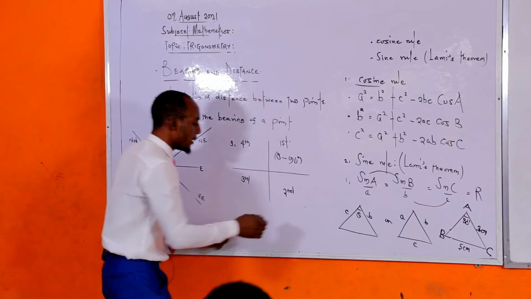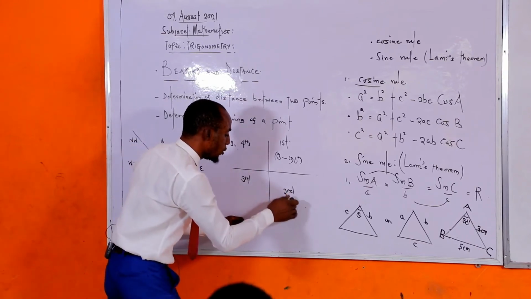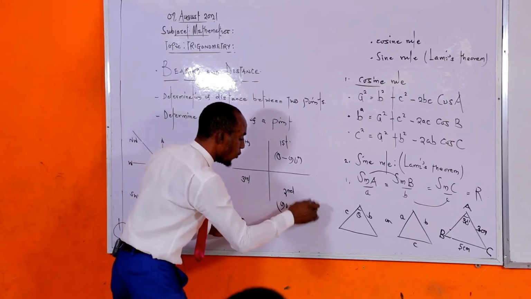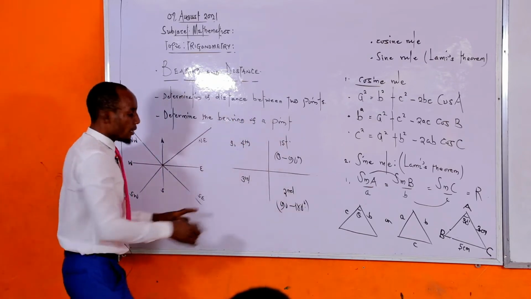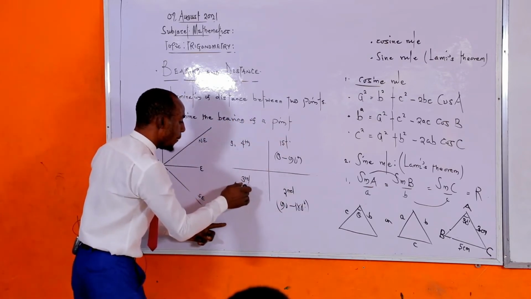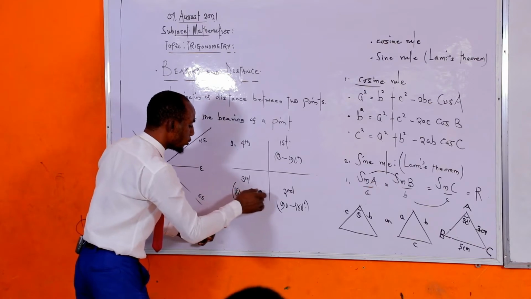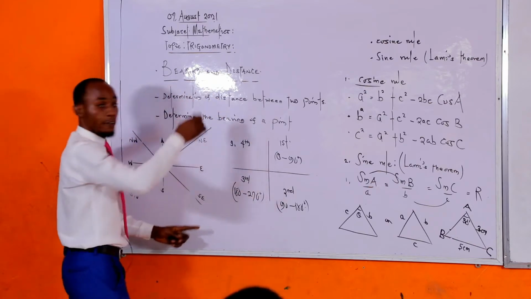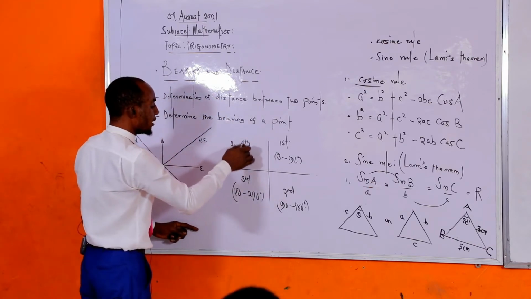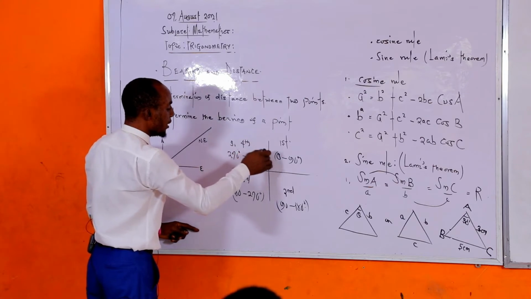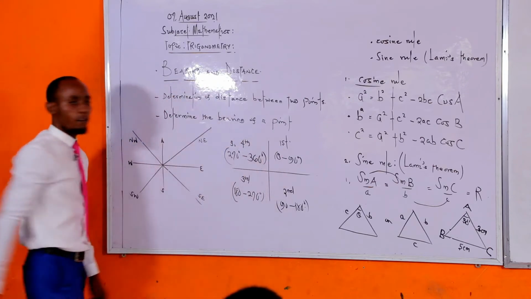I said that the second quadrant is the angle between what? 90 to what? 180 degrees. I said here the angle falls between 180 to what? 270 degrees. While the fourth quadrant is from what? 270 degrees to what? 360 degrees. Don't forget all of this.